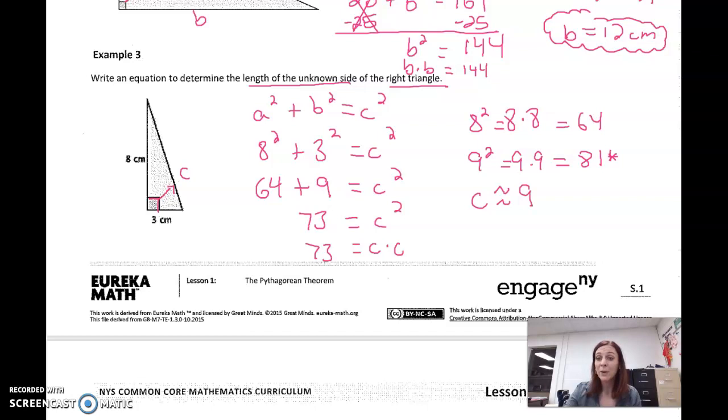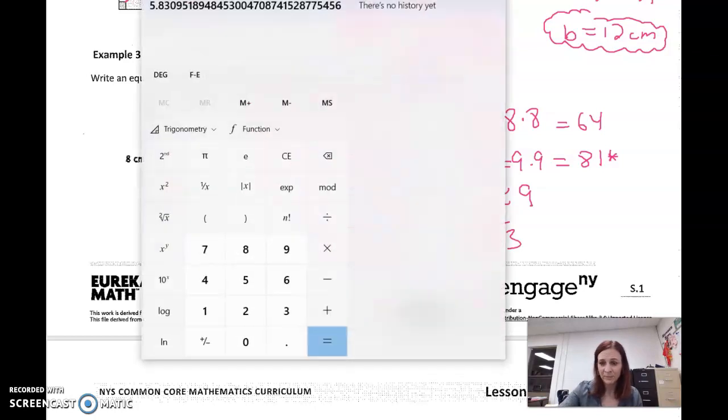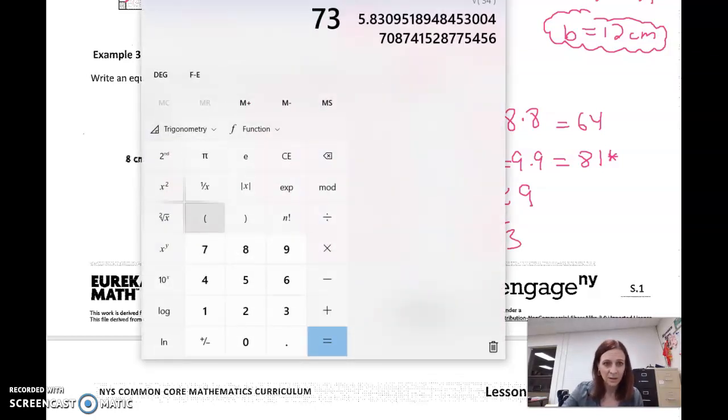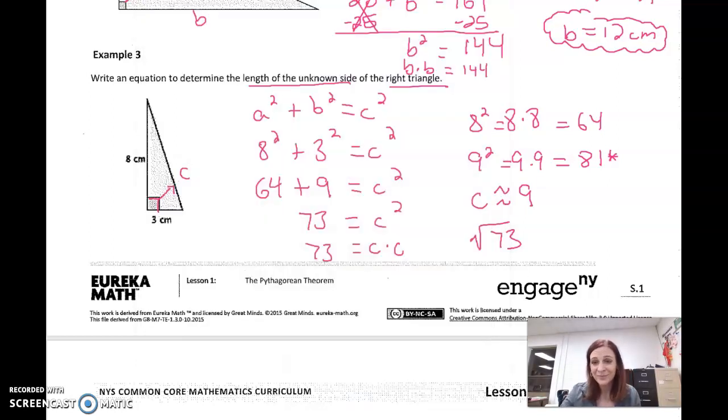to 9. Now again, if you did the radical method, where you took the square root of 73, you'd see it's 8.54. Well, guess what? That would round to 9. Okay? And these are centimeters.